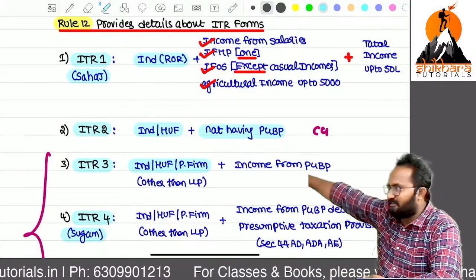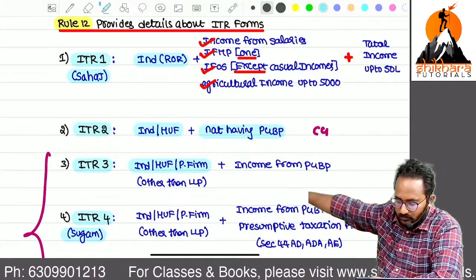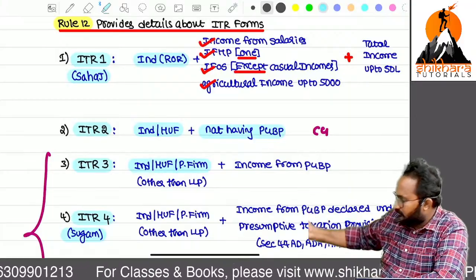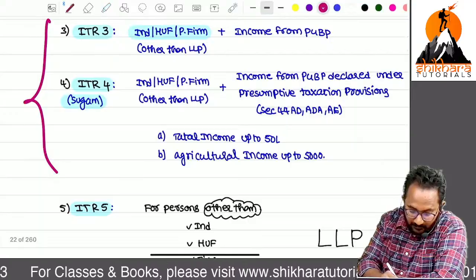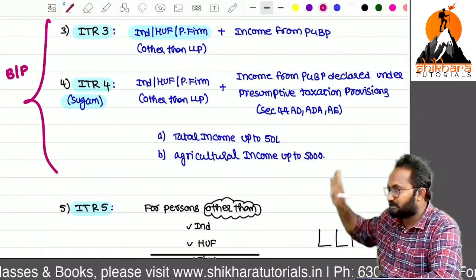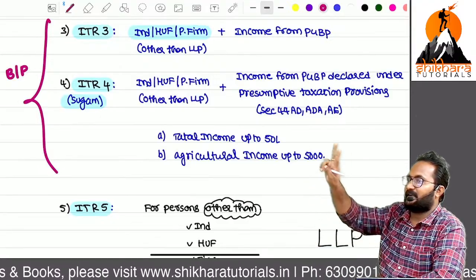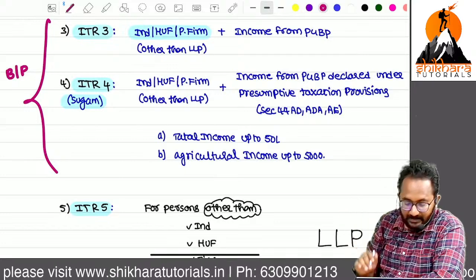That's why HUF is also not given in ITR 1. ITR 2 is for individual and HUF. ITR 3 means business income. If any person is doing business or profession, two types of ITR forms are available: ITR 3 and ITR 4.